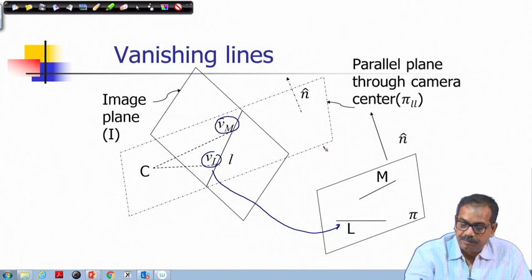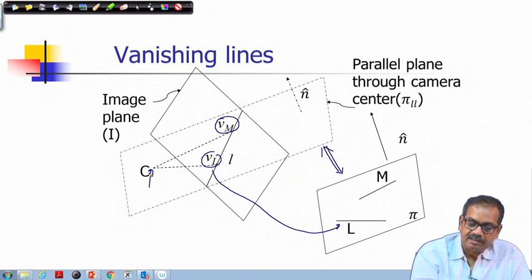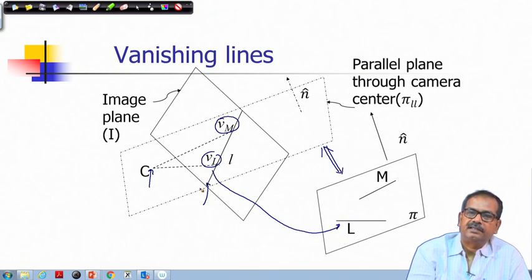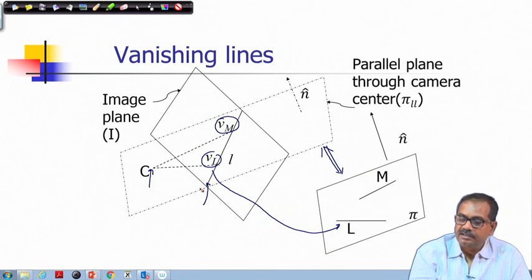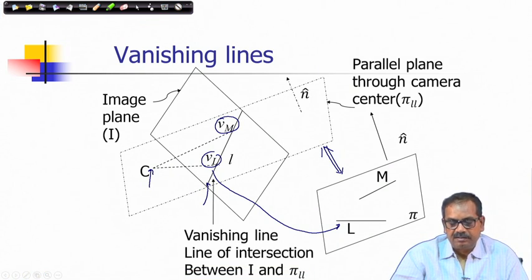It is a plane which is parallel to this and which is passing through the camera center, and when it intersects with the image plane, the two planes intersect at a line. That intersecting line is the vanishing line. That is the geometric interpretation of the vanishing line, and it is related to the plane. So, it is the vanishing line with respect to this plane.